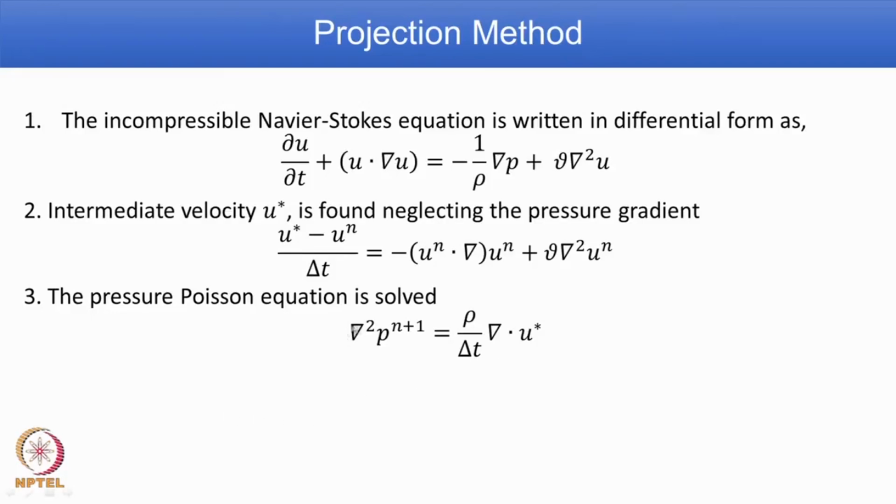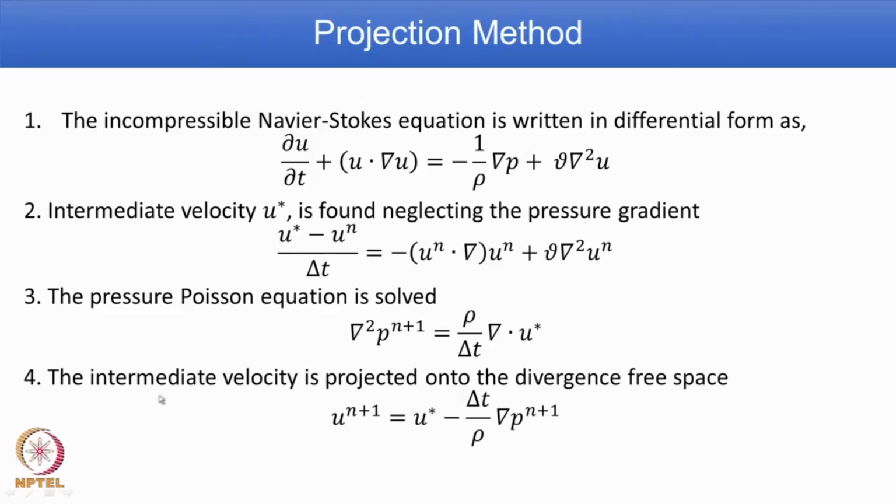So, del squared p at the new time level n plus 1 is related to the intermediate velocity field as shown here. So, this is the linkage between velocity and pressure. So, once you solve this, you can correct the velocities. So, the intermediate velocity is projected onto the divergence free space, and that is corrected as shown here. u n plus 1, which is the new or corrected velocity, is related to the old or intermediate velocity and the correct pressure as shown here.